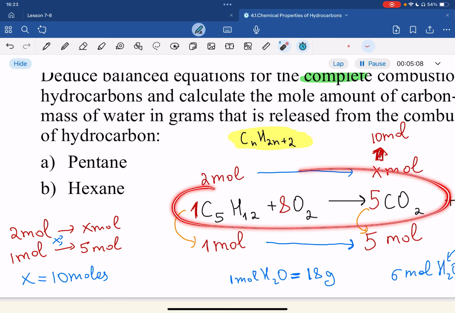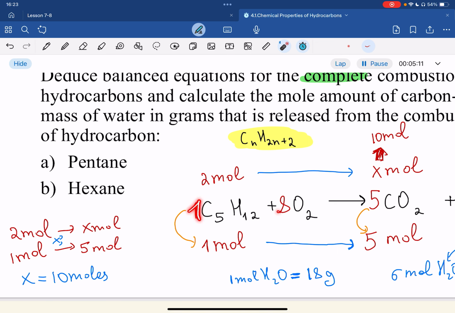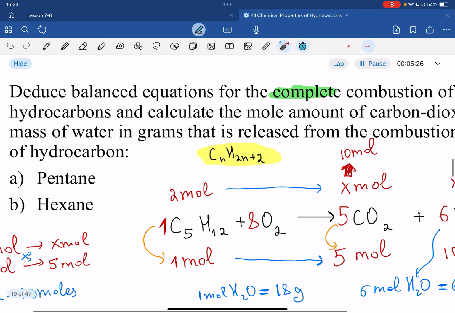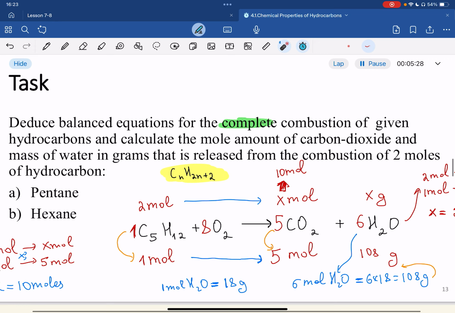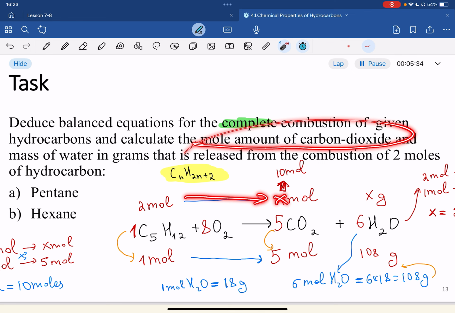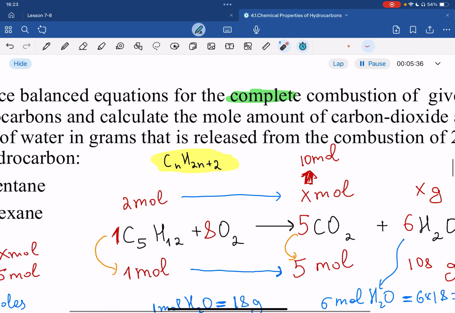First of all, after balancing, you have to know that these 1, 8, 5 are the mole numbers. You know that from 1 mole of pentane, 8 moles of oxygen react, producing 5 moles of carbon dioxide. It says from 2 moles of hydrocarbon. I have written 2 moles in here. The question is how many moles of carbon dioxide? I am writing X mole on top of carbon dioxide.